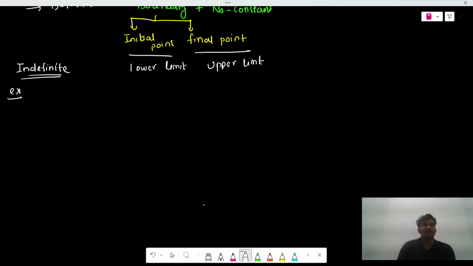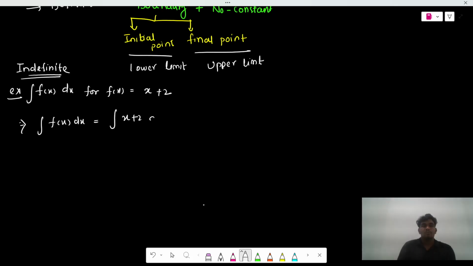Let's solve an indefinite integral. Integrate f of x dx for f of x equal to x plus 2. So f of x dx is equal to x plus 2 dx. Now I am separating x and 2, so it will become x dx plus 2 dx.